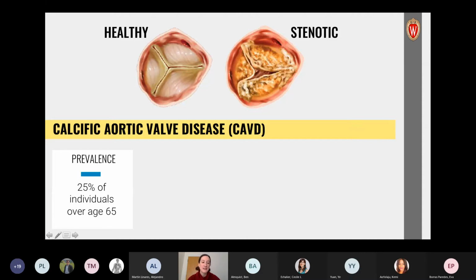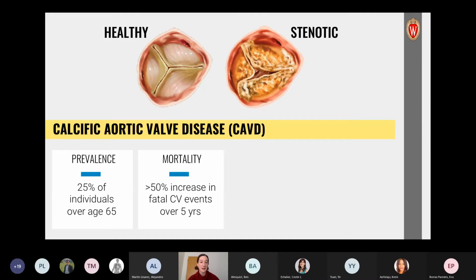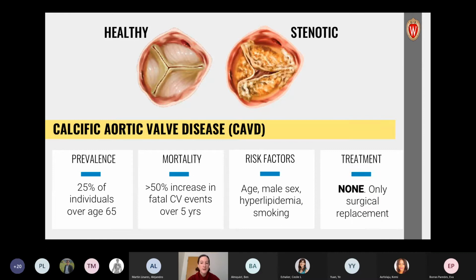And it's extremely prevalent. It occurs in about a quarter of individuals over, say, age 65. Not all of those people will need treatment for this valve disease, but it does occur to some extent in about a quarter of those people. And even if it's not severe, it is associated with an increase in mortality, both from cardiovascular events and from any event. So again, driving home this message of valve disease, even if it doesn't get really bad, affects your whole body. Risk factors are advanced age, being male, high cholesterol, and smoking. And the treatment for it is nothing other than total valve replacement.